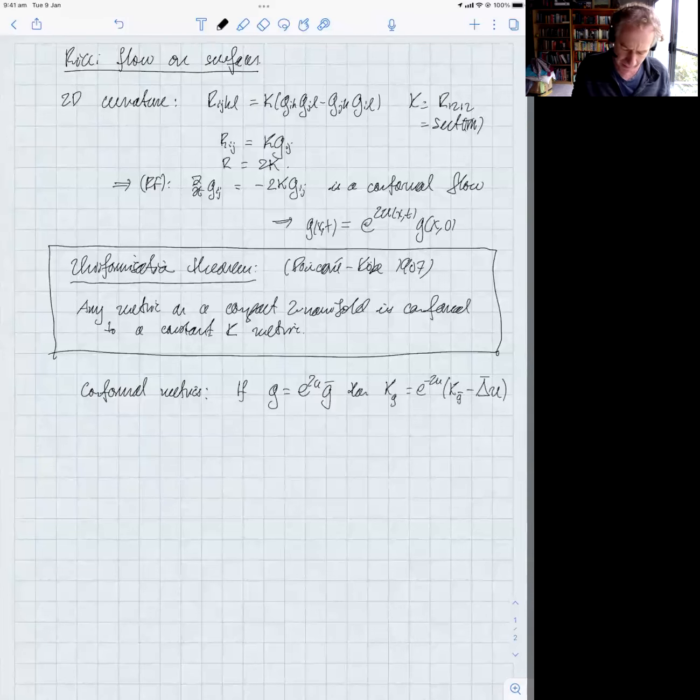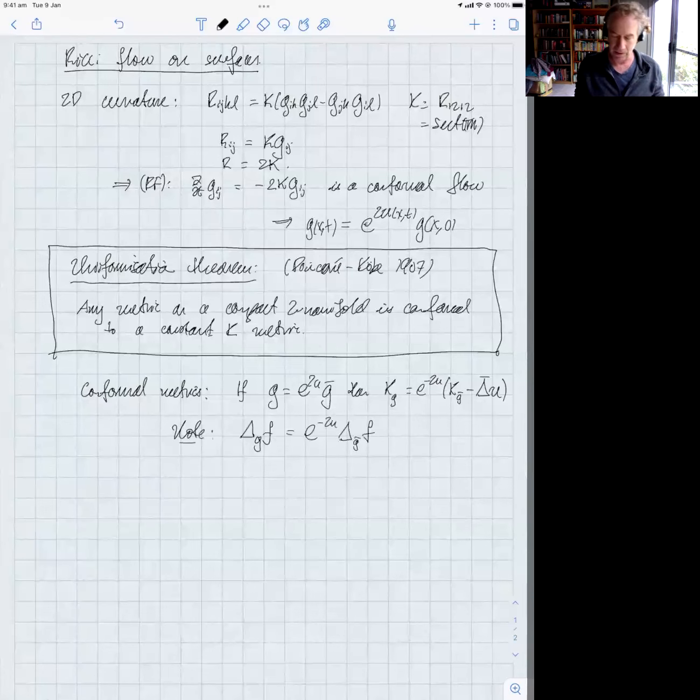Okay, and it's worth remarking here that the Laplacian itself in 2 dimensions has a nice sort of conformally invariant structure. So if I take the Laplacian with respect to G of a function, then that is just given by e to the minus 2u times the Laplacian with respect to G bar. Okay, so essentially the Laplacian is the same operator, just gets multiplied by a smooth function.